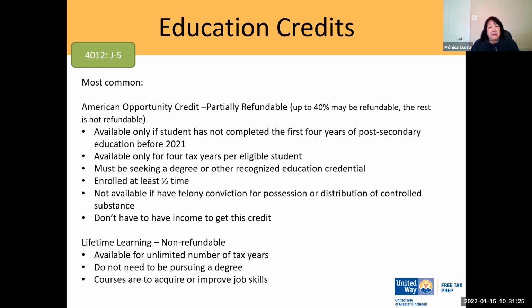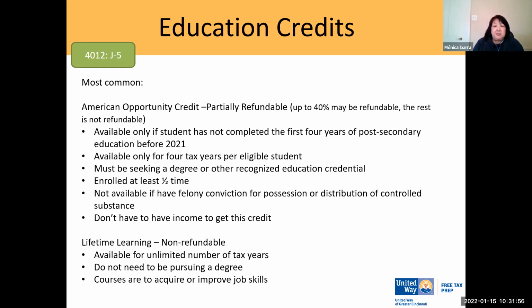If they haven't completed the first 4 years of post-secondary education before 2021, yeah. You're only eligible for it for 4 years. So if it took you 5 years to get your bachelor's degree, then you can only use this for 4 years. And it's the first 4 years.